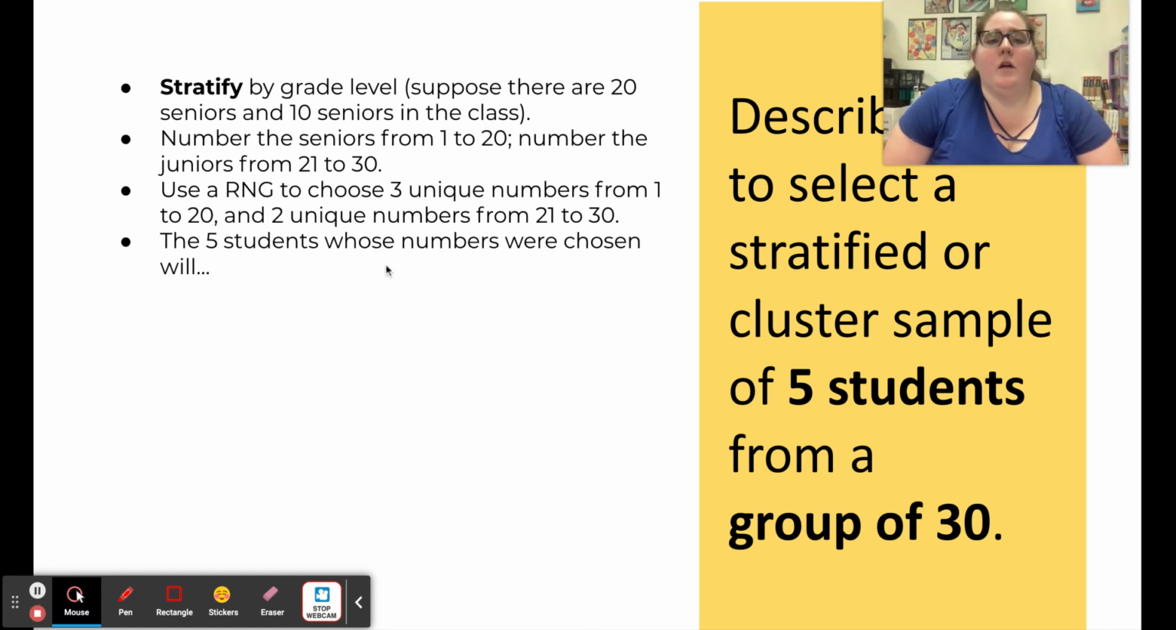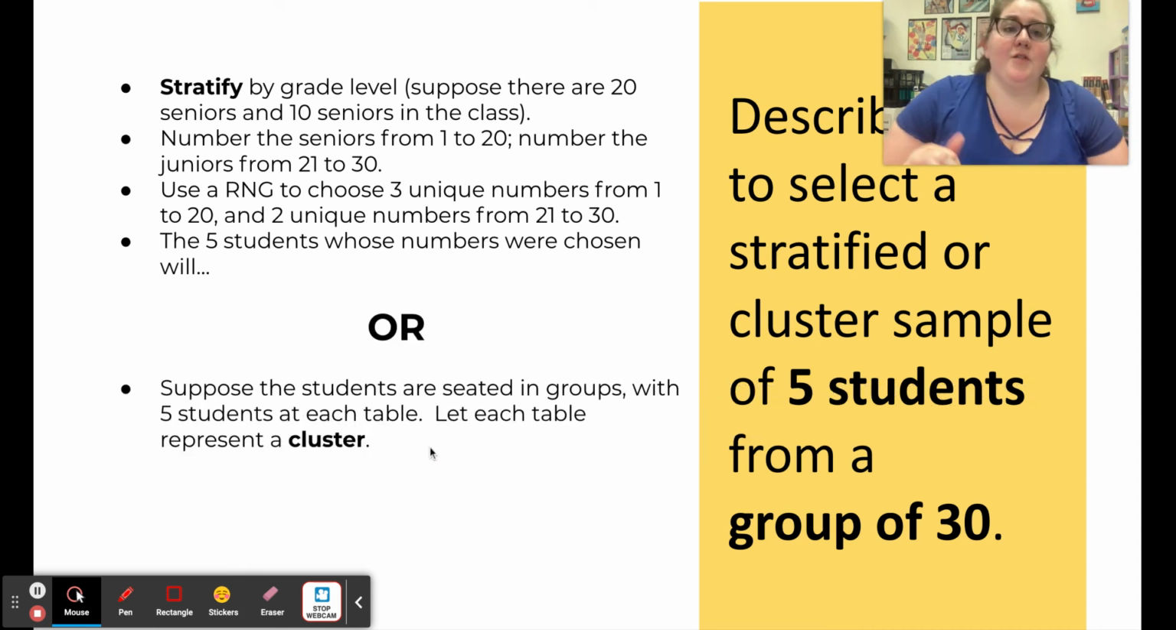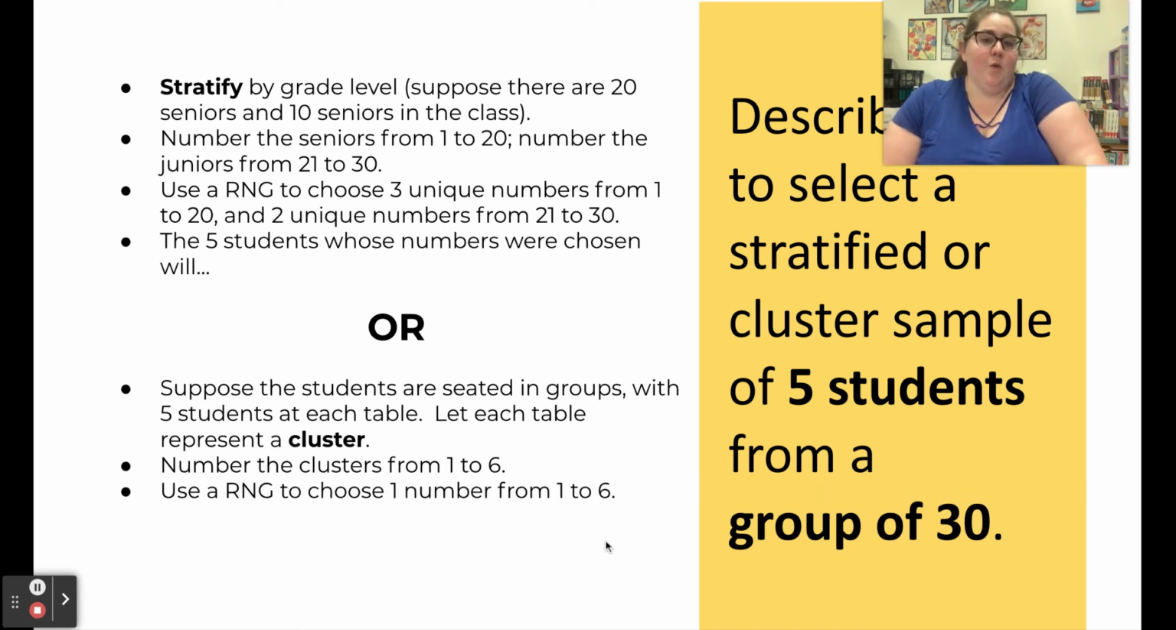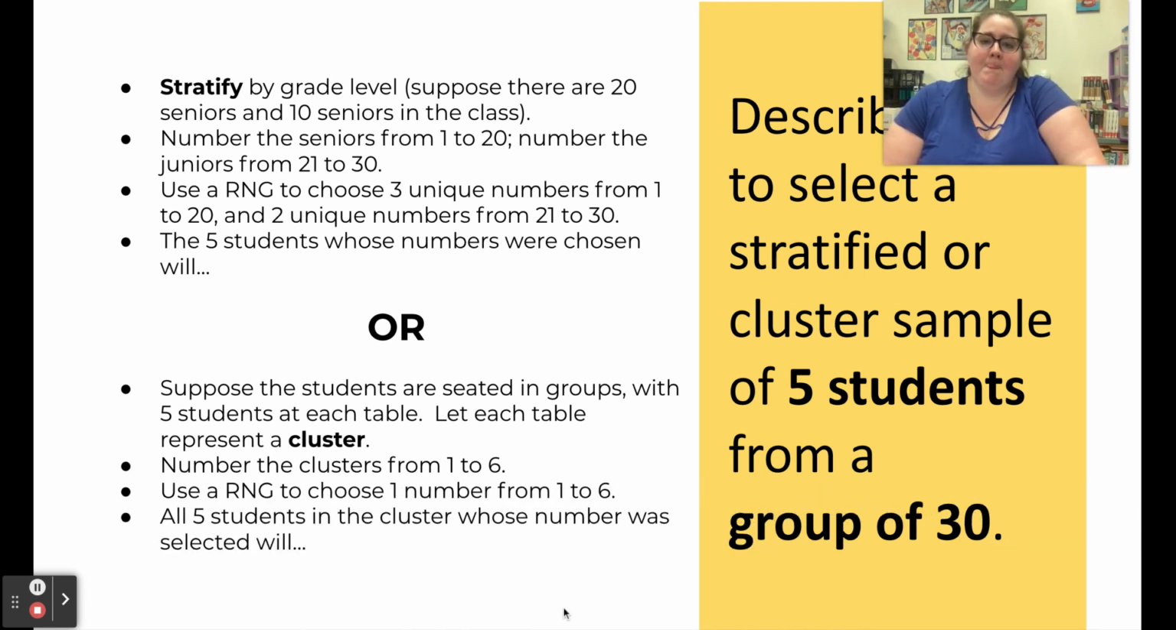So then for cluster, we might say, suppose the students are seated in groups with 5 students at each table, and let each table represent a cluster. So again, you would have all this information in a given problem. I'm just trying to show you an example. So let each table represent a cluster. Number the clusters from 1 to 6, because there's 30 students total, so there would be 6 different groups. Use a random number generator to choose one number from 1 to 6, and then all 5 students in the cluster whose number was selected will do whatever we're talking about.